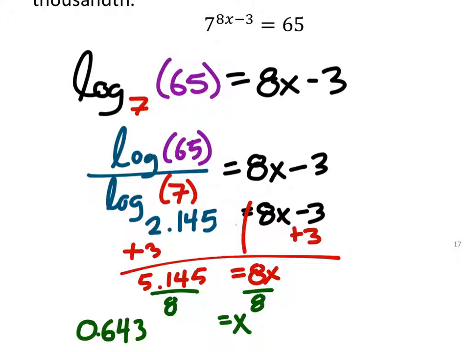But again, let's just put this into the calculator. So I've got 7 to the power of 8 times 0.643 minus 3, which is 64.8. So why is it different though?